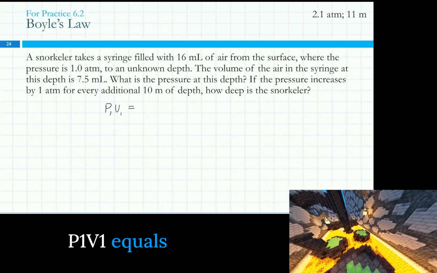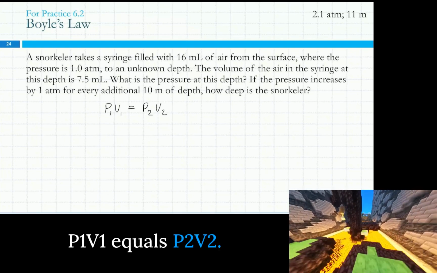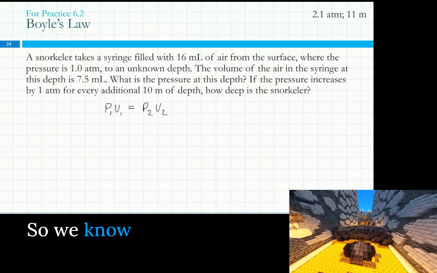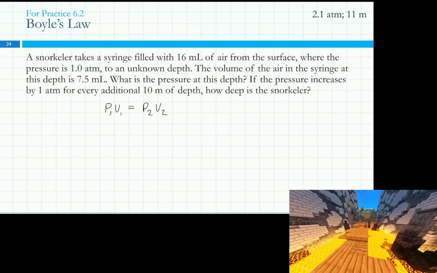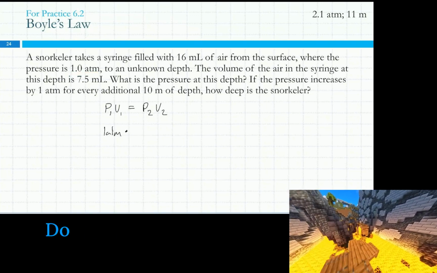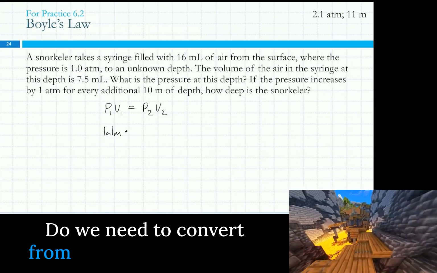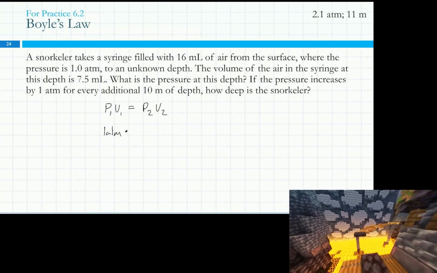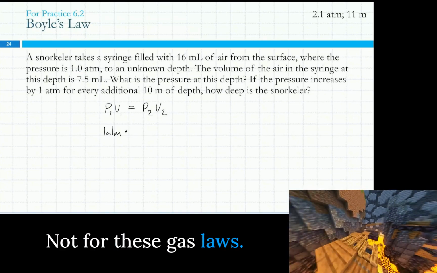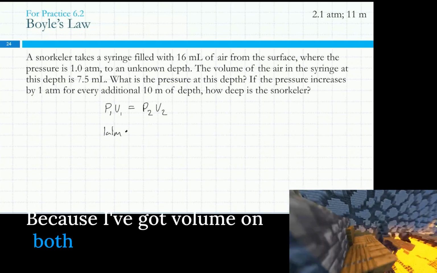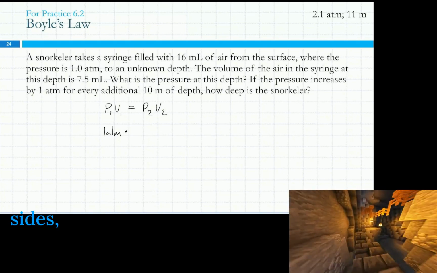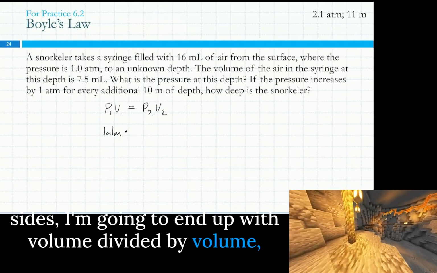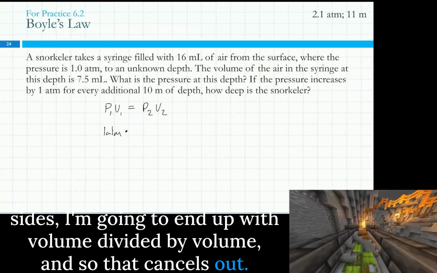P1 V1 equals P2 V2. So we know that the initial pressure is 1 atmosphere. And here's a pro tip. Do we need to convert from milliliters into liters? Not for these gas laws. Because I've got volume on both sides, and as long as I put in milliliters on both sides, I'm going to end up with volume divided by volume, and so that cancels out.